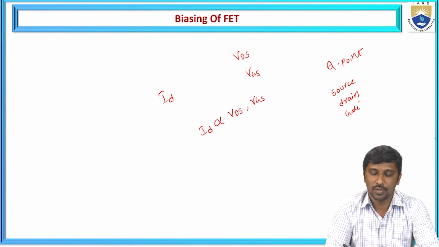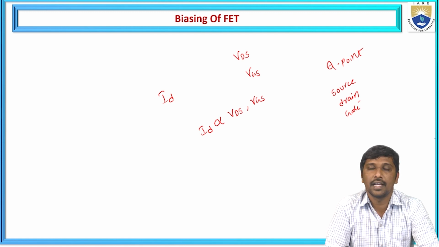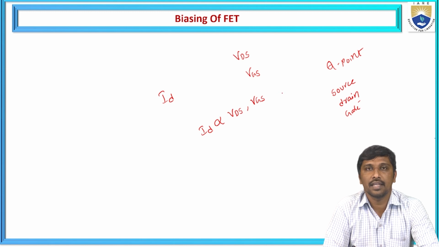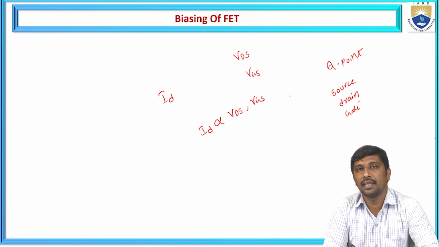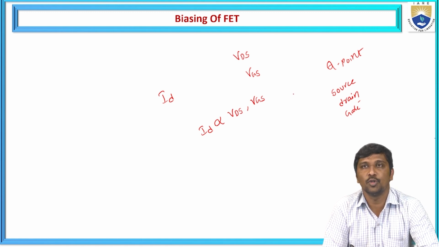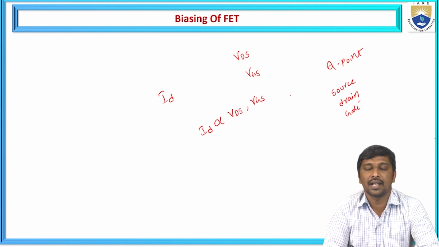To maintain a proper Q point, we require biasing, and this external field controls the variation of the drain current. At that particular point, we need to maintain a constant drain current, irrespective of changes in parameters like temperature or biasing voltage, to maintain a stabilized Q point. That can be done through different mechanisms, so in this session we are going to discuss the different biasing concepts of the FET.